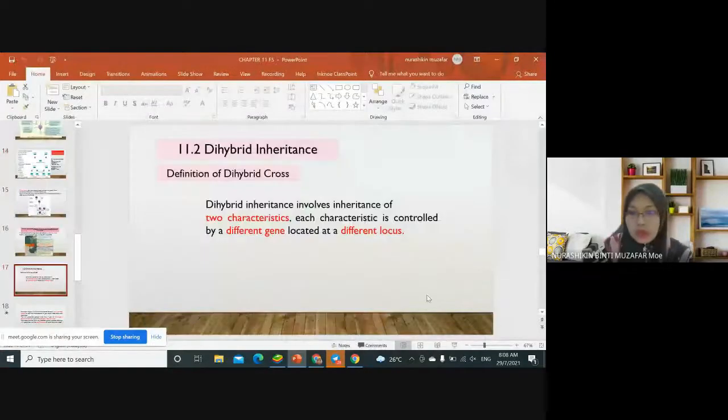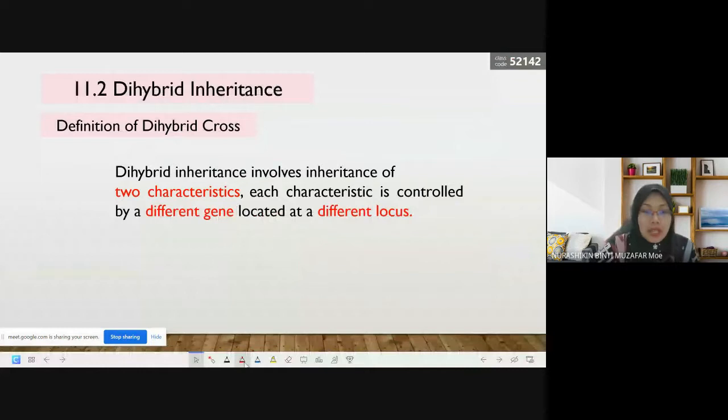Okay, now we focus on dihybrid inheritance. From the word dihybrid, di means double, two. So what is a dihybrid cross? Dihybrid inheritance involves inheritance of two characteristics.